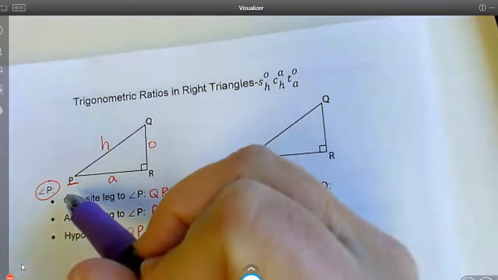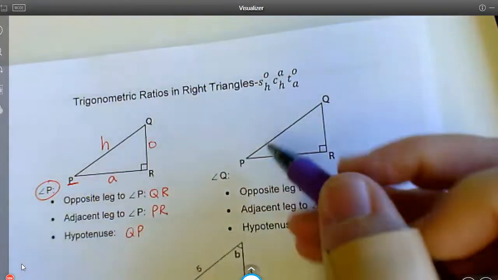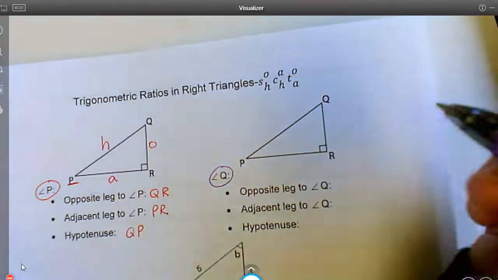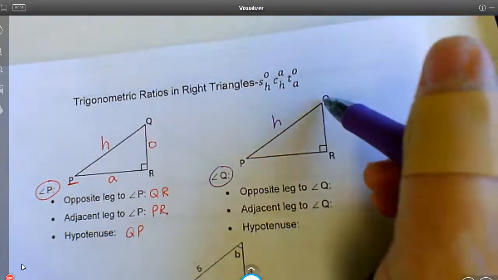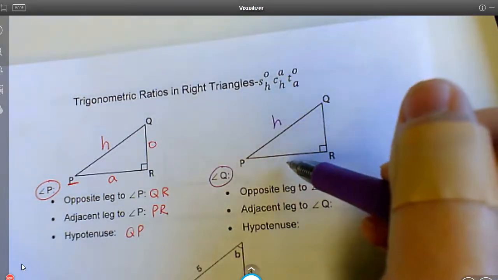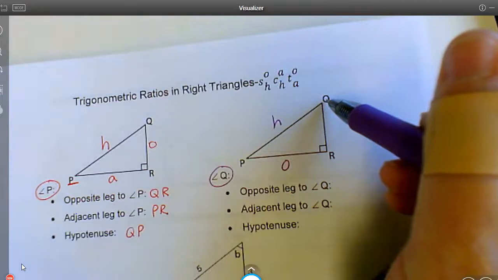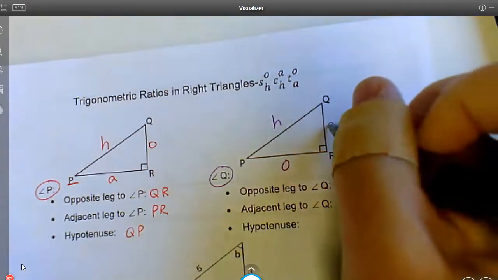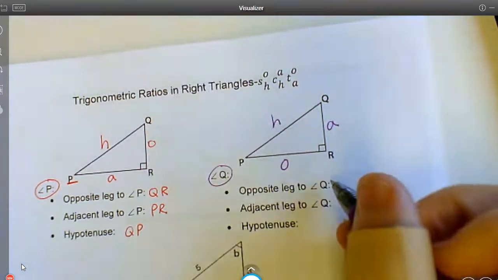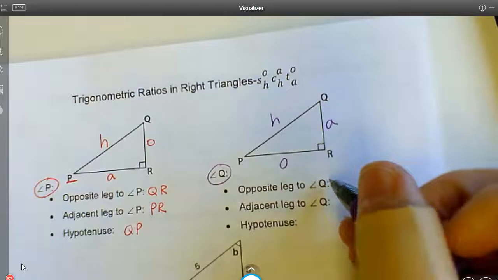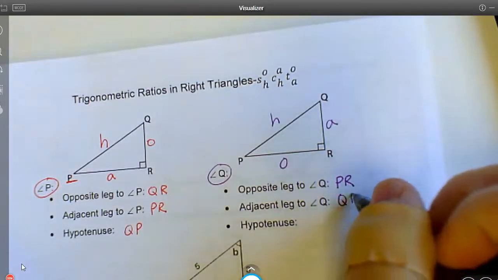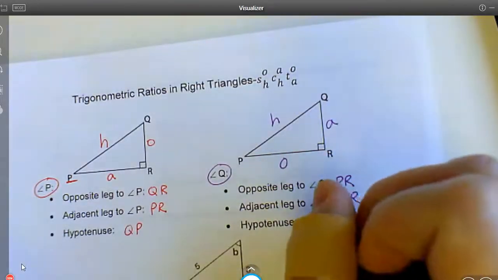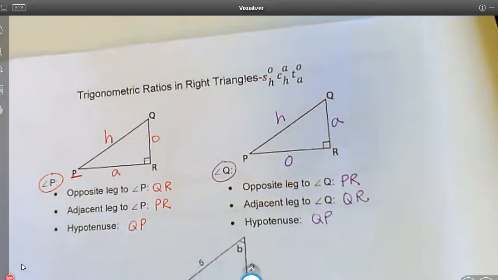So, if you start with angle P, and if you start with angle Q, the sides do change a bit. The hypotenuse is still the same. But the opposite is no longer this side right here. It's the side here because that's opposite from Q. And then the adjacent is this side here. So opposite leg to angle Q would be PR. The adjacent leg is QR. And the hypotenuse is QP.